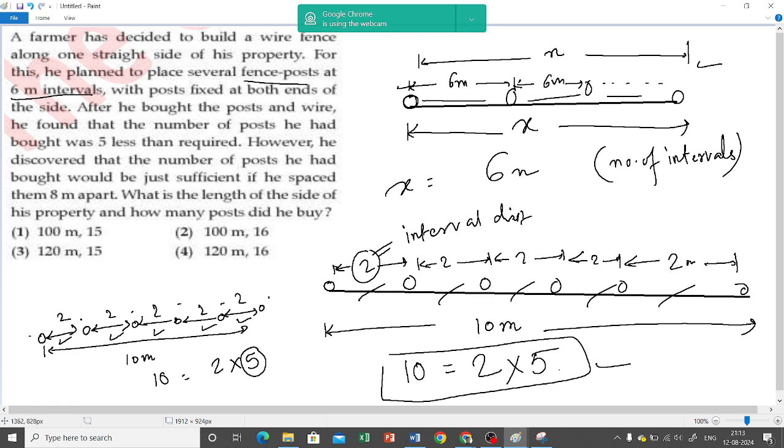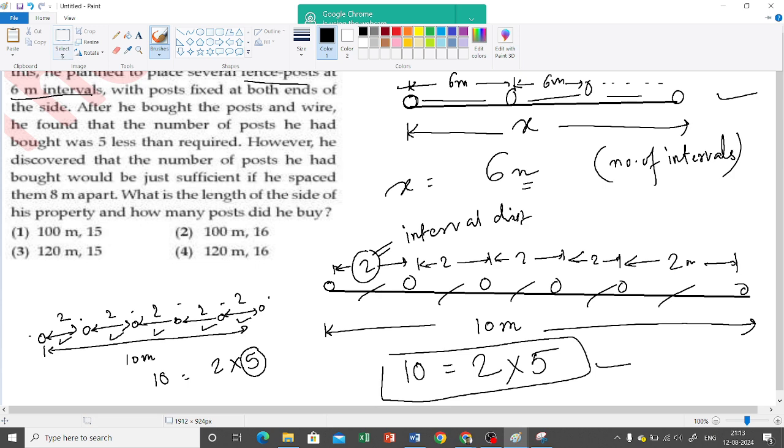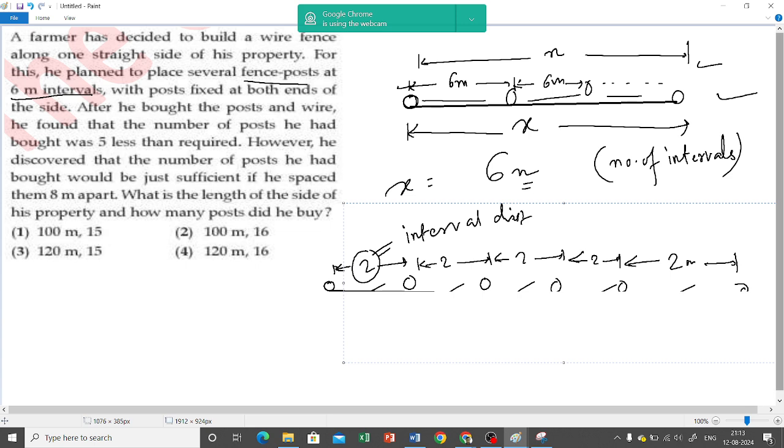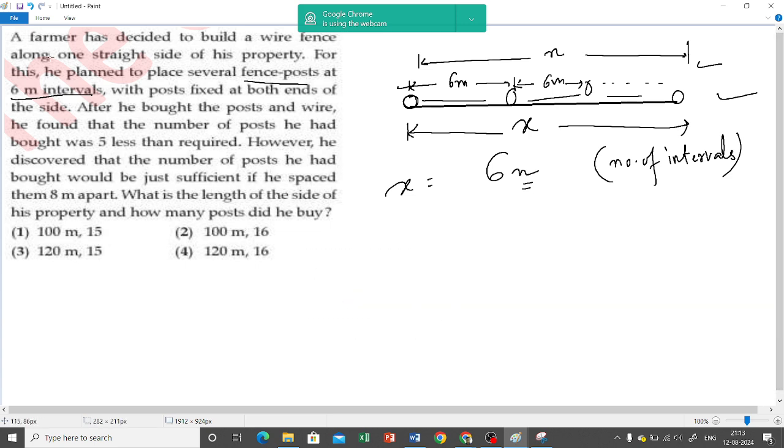Okay, so 10 is equal to 2 into 5. Similarly, now come back to this sum. Here I don't know what is the length of the property, so I took it as x. Now the posts are placed at an interval of 6 meter, but I don't know how many posts are placed. So I am taking x equals 6n. What is n? n is the number of intervals. You get my point? n is not the number of posts. n is the number of intervals. n plus 1 is equal to the number of posts.